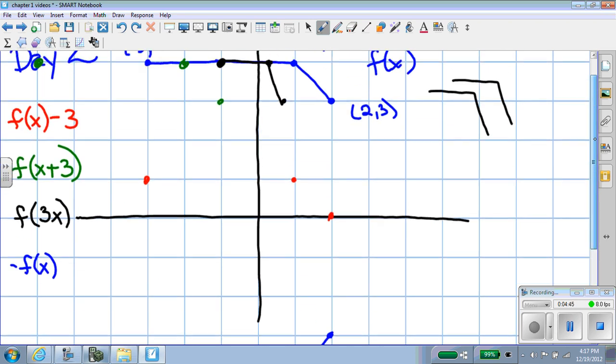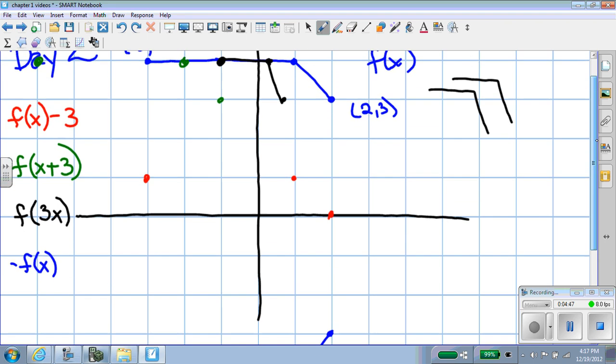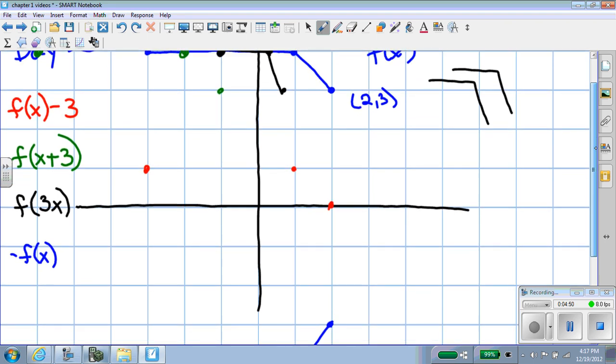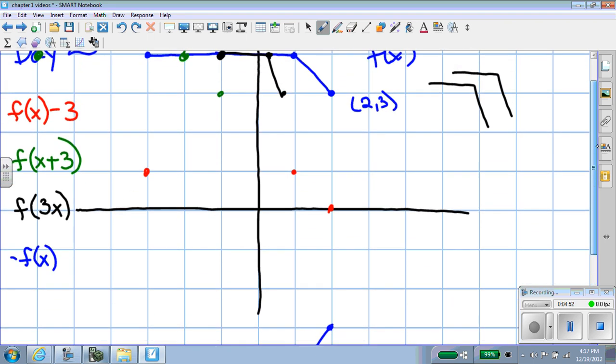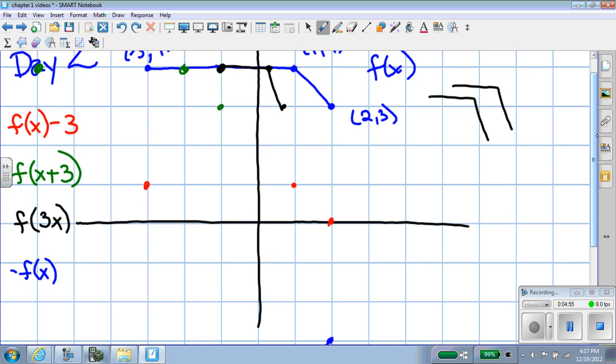So what we have is a reflection, right? And it's hard to show them both at the same time. A reflection over the x-axis. Okay, so I just want us to experiment with very simple graphs to show our transformations.